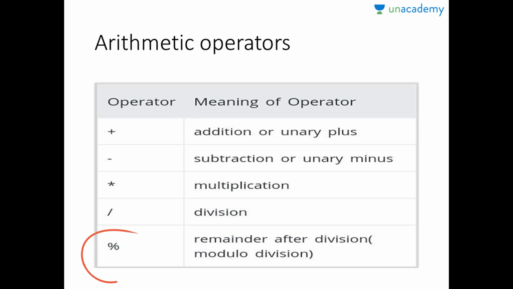Means if you're writing 5 % 2, it will divide 5 by 2, and whatever remainder comes, that will be your answer. Means if you are writing 5 modulo 2, it will return 1. So the work of the percentage sign is to provide you the remainder.